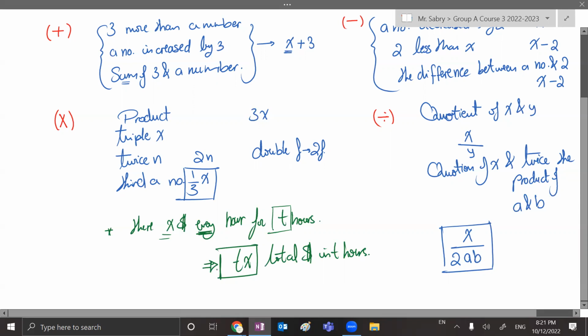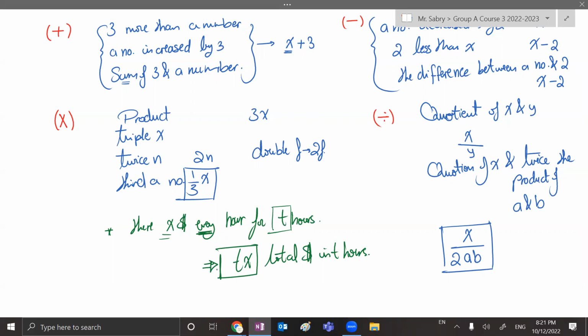So again, when I say, for example, 5 every day, and the days are represented by X, it means 5X. Or if I say 3 every F hours, so it's 3 times F. This is the total available after the hours. Does this make sense? Yes.